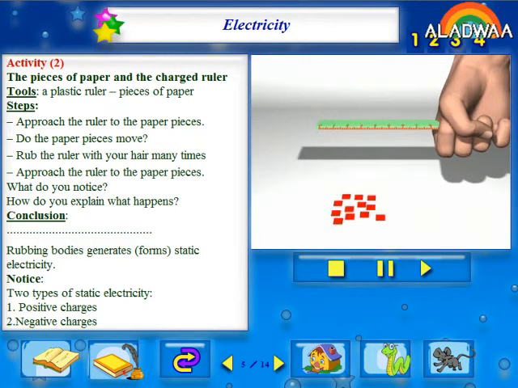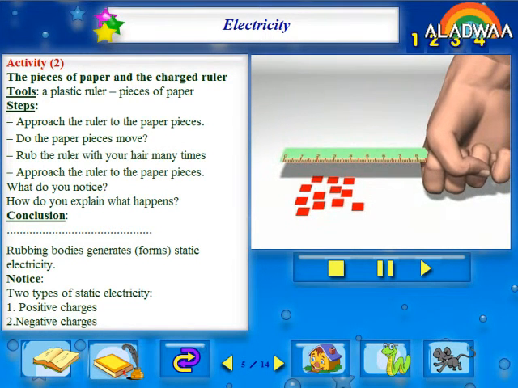You can, my dear student, generate static electricity on a ruler by doing the following activity. Activity 2. Pieces of paper and the charged ruler. Tools. A plastic ruler, pieces of paper. Steps. Approach the ruler to the paper pieces.